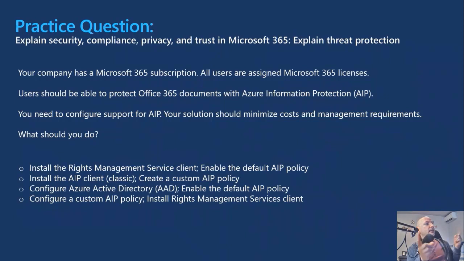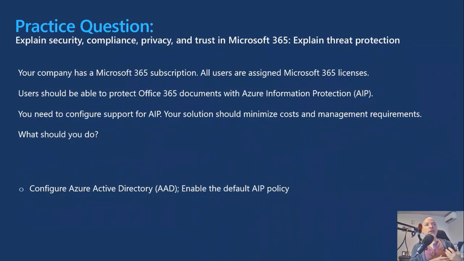Install the AIP client classic, create a custom AIP policy, configure Azure Active Directory, enable the default AIP policy, configure a custom AIP policy, install Rights Management Services client. We could have done this as like 7 different options and choose 2. Instead, they're letting it be known that one of these answers is correct and it's going to be a 2-part. And in this case, we're looking at configure Azure Active Directory, enable the AIP client.